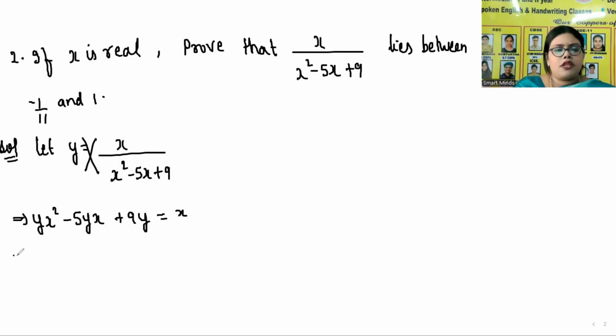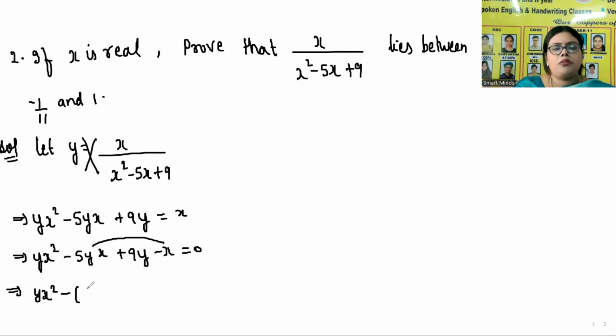Take this x to the left hand side. You will get yx square minus 5yx plus 9y minus x is equal to 0. Now there is only one x square term, so we write yx square. Now from these two terms we will take minus common and also we will take x common. And the only constant left over is 9y. Now it is in quadratic form.